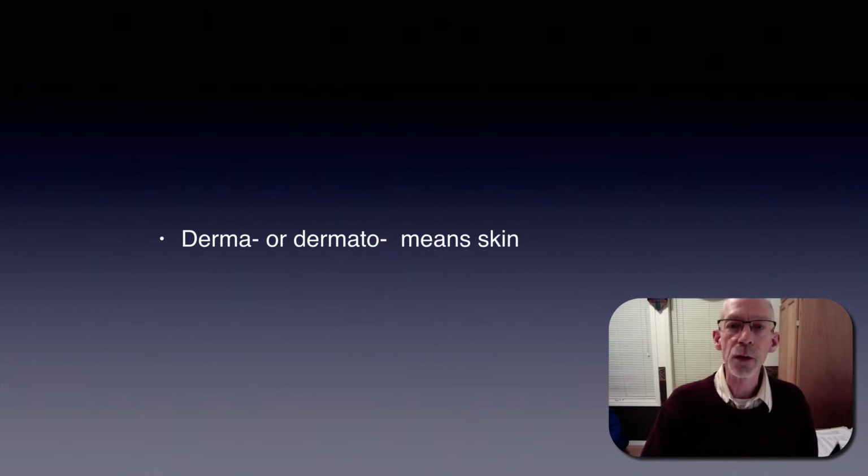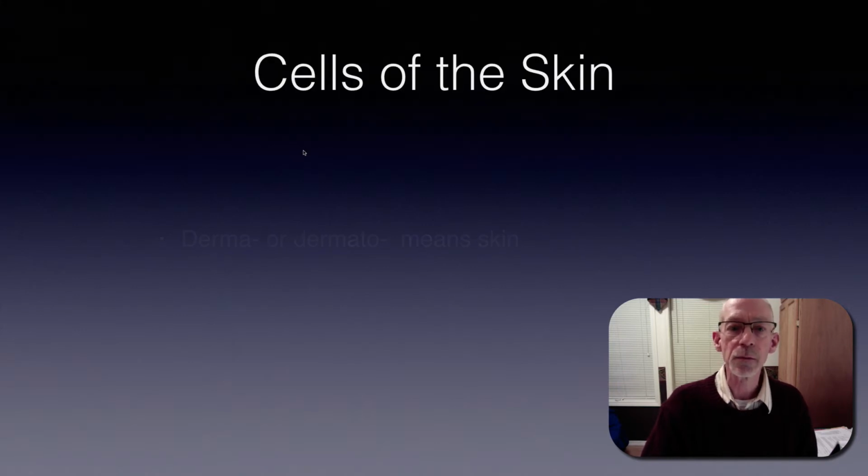For instance, a dermatologist is a person who helps people who have skin infections or other kinds of skin problems. Dermatology is the study of the skin and disorders of the skin, and dermatitis is inflammation of the skin.